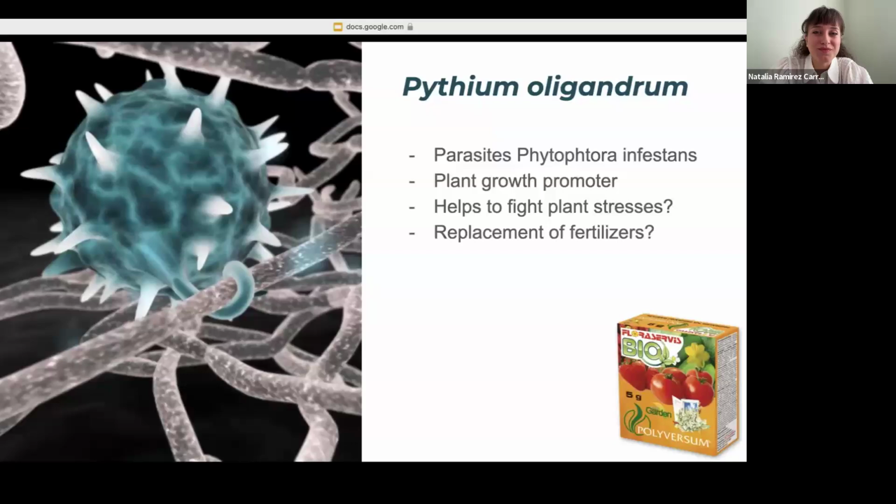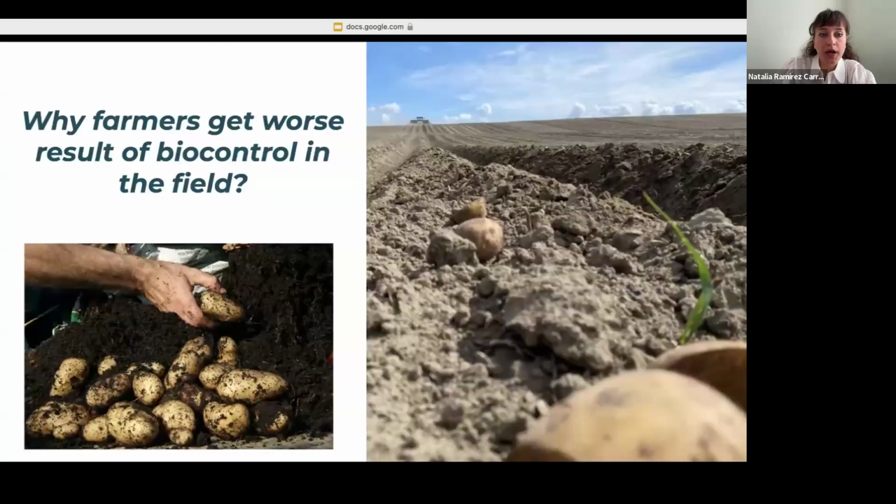But then, why are farmers usually using the chemical pesticides, and not using, for example, this biocontrol that is actually allowed to be used here in Europe? Well, the problem is that when the farmers use it in their crops, they find very different results. So sometimes it works, sometimes not, and that creates an uncertainty that they, of course, don't want to deal with.